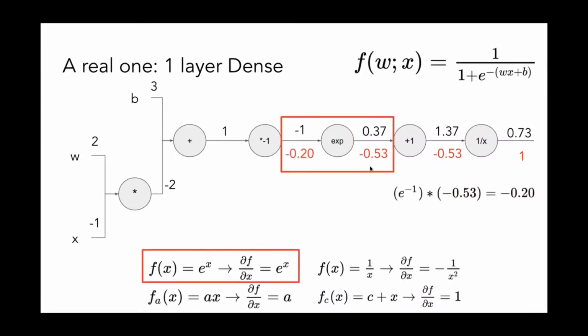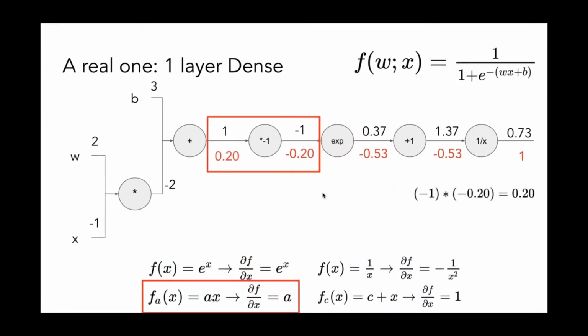Then we have our exponential function, and the derivative of this doesn't change. So we have the gradient times the function, which is e to the power x. X is minus 1, so it is times e to the power of -1 and is minus 0.20. Okay, no questions, good. And so the gradient gets discounted a little more.